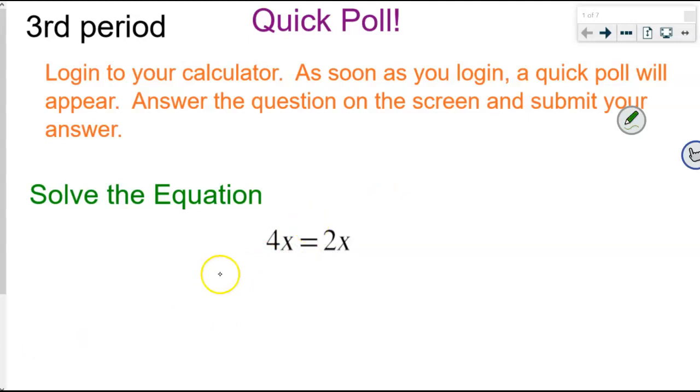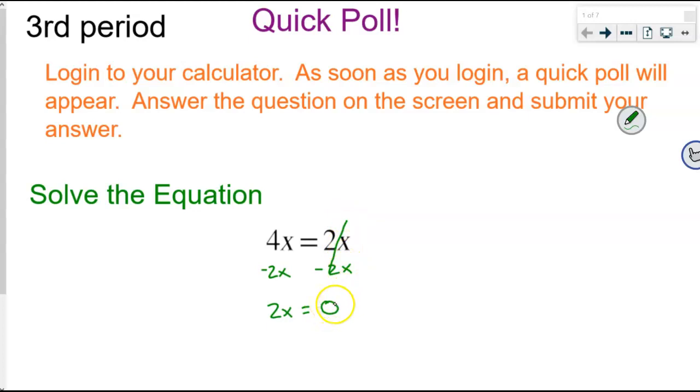So the first thing that we should do is try and collect the x's to one side since we have different numbers of x's. So I'm going to subtract 2x from this side. To balance it, I need to subtract 2x from this side. I had 4x, I took away 2x, that leaves me with 2x, which is equal to 2x minus 2x is zeroed out, so 2x is equal to 0.